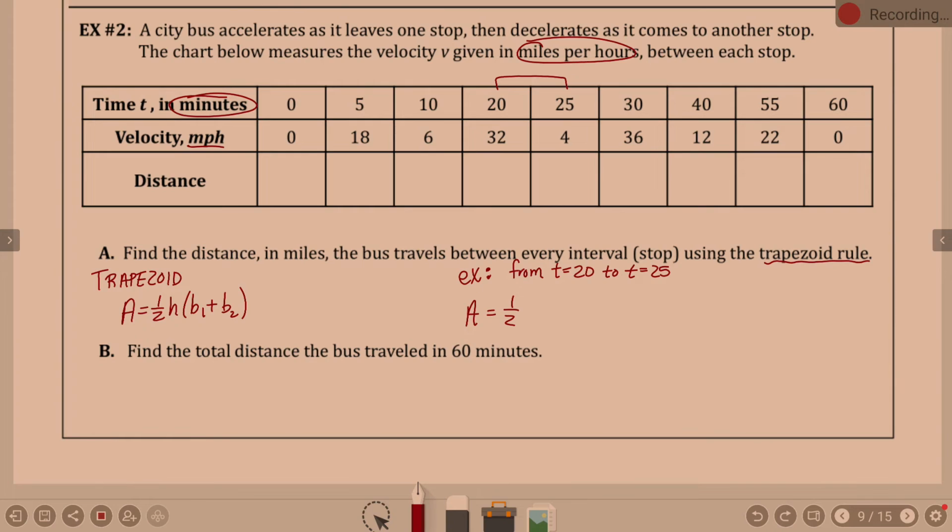Now, pause that. I agree the height is 5 in terms of 20 to 25 is a distance of 5. But remember we had a unit disconnect here. Again, not fun, okay? This time is in minutes, but our velocity is in miles per hour, and we have to give a distance. When we give that distance in the end, that distance is going to be in terms of miles. So that 5 is 5 minutes, yes? What do you know about 5 minutes?